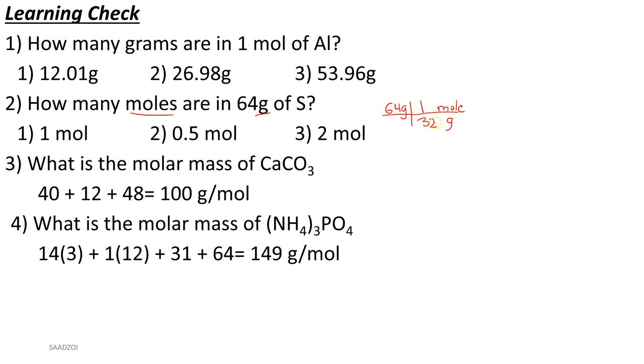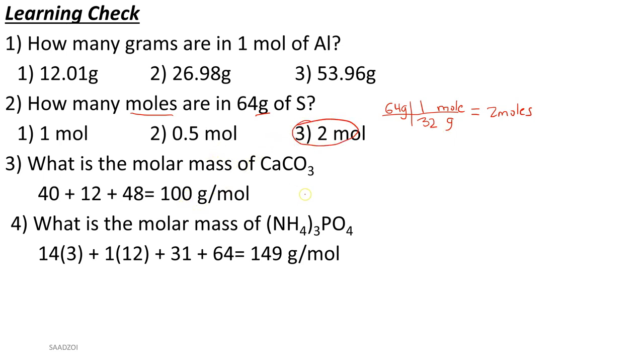Whenever you do molar mass calculations, going from moles to grams or grams to moles, it's always going to be 1 mole of that substance. That's always the requirement, so keep that in mind. So mathematically, multiply the top numbers together, 64 times 1, divide by the bottom number, which gives me 2 moles. So I have 2 moles of sulfur, which means the answer is 3.